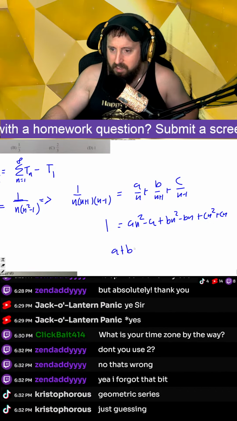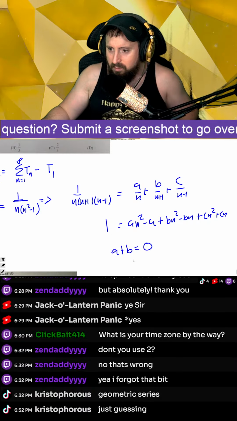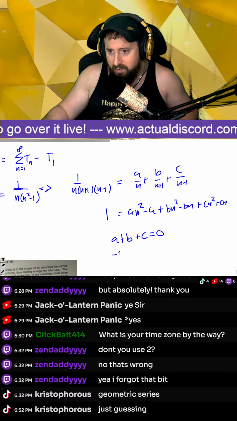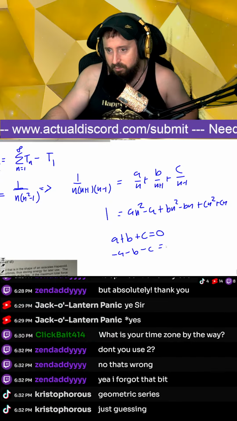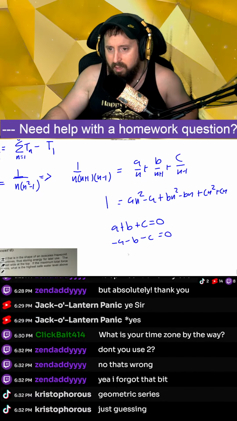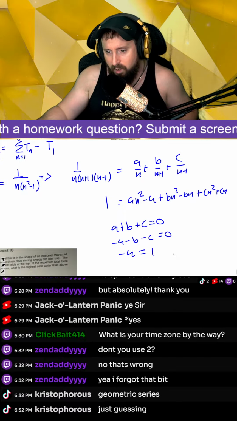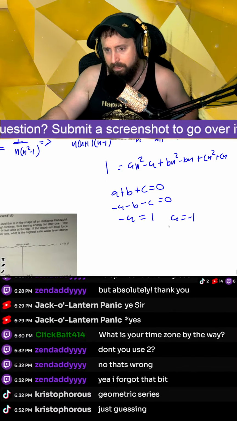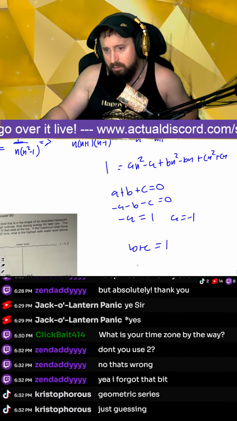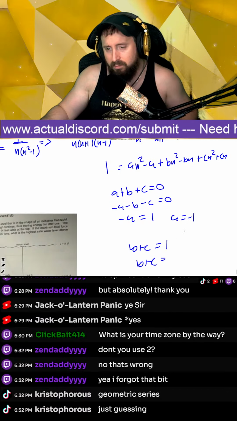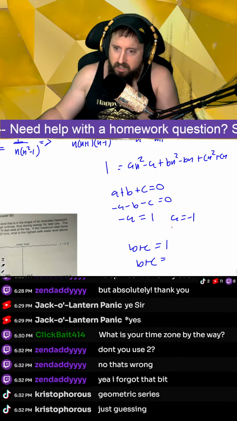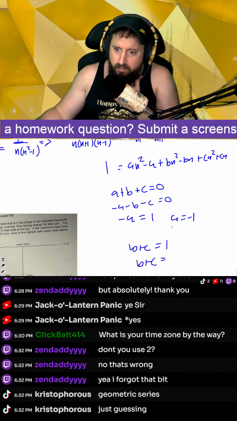So, a plus b is equal to 0. No, a plus b plus c is equal to 0. Minus a minus b minus c is equal to 0. And then minus a is equal to 1. So a equals minus 1. So b plus c equals 1. B plus c equals 1 from these two. No? Yeah, isn't that the same thing? Oh, that doesn't really help me out, does it? B plus c equals 1.